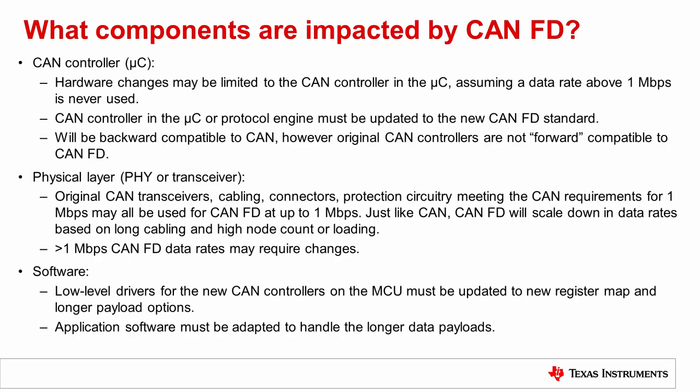Physical layer, the PHY or transceiver. Original CAN transceivers, cabling, connectors, protection circuitry meeting the CAN requirements for 1 megabit per second may all be used for CAN-FD at up to 1 megabit per second. Just like CAN, CAN-FD will scale down in data rates based on long cabling and high node count or loading. Greater than 1 megabit per second CAN-FD data rates may require changes.